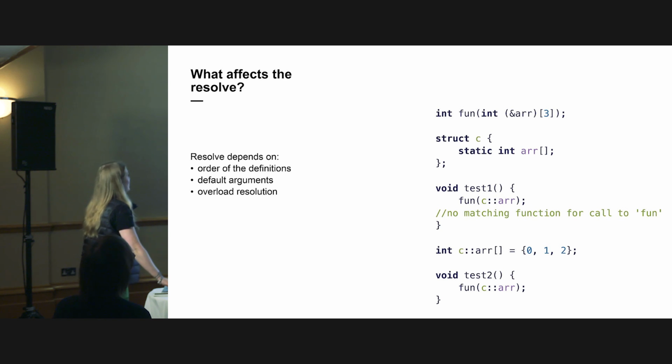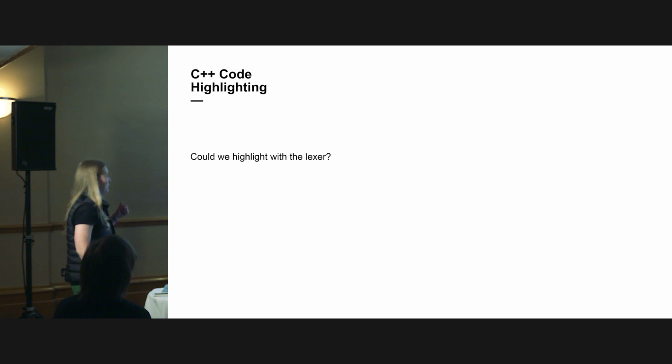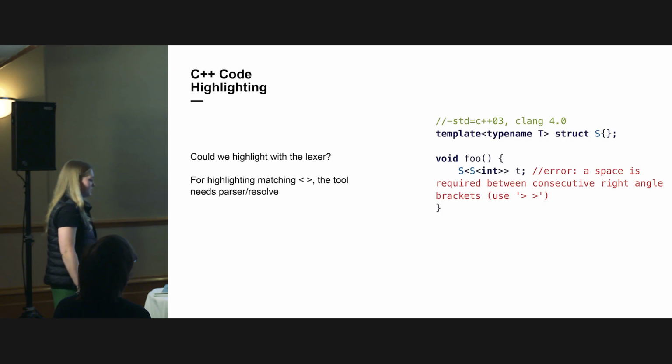Let's come to the story about highlighting. Let's take the simplest operation that the IDE could do for you, highlight the code properly, and think about if we could just do highlighting with the lexer only for C++. And the answer is no, we can't. Why can't we? Because we have angle brackets, for example.